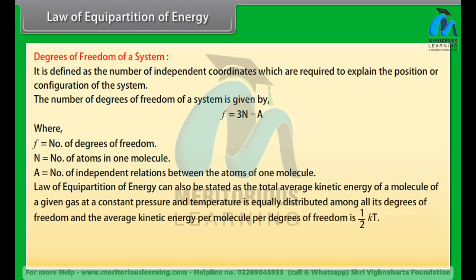The law of equipartition of energy can also be stated as: the total average kinetic energy of a molecule of a given gas at a constant pressure and temperature is equally distributed among all its degrees of freedom, and the average kinetic energy per molecule per degree of freedom is (1/2)kT, where T is the temperature of the gas.